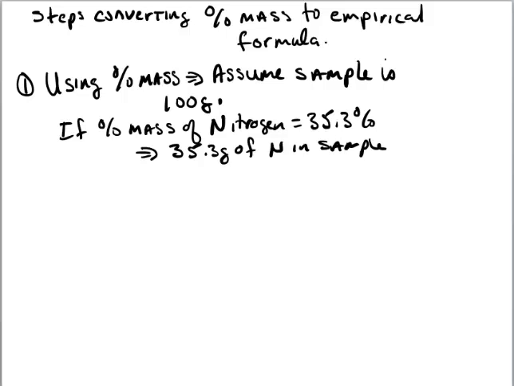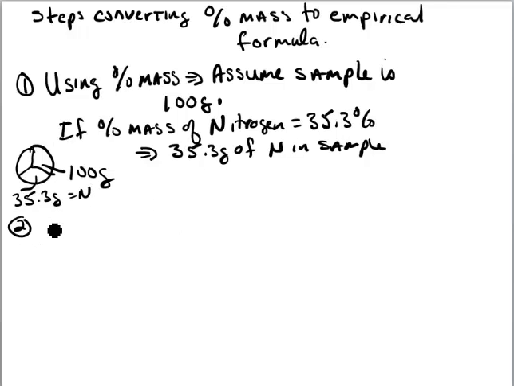And the first step I've listed here. We're going to use the percent mass that we get back from the laboratory, and we assume that the sample size is 100 grams. That's why we use percent by mass. If, for example, the data says that the percent mass of nitrogen is 35.3%, since I have 100 grams in my assumed sample, I know there's 35.3 grams of nitrogen in that sample. So if I have this sample, I'm saying it is 100 grams, and there's going to be a bunch of these things, and in this case 35.3 grams equals nitrogen.